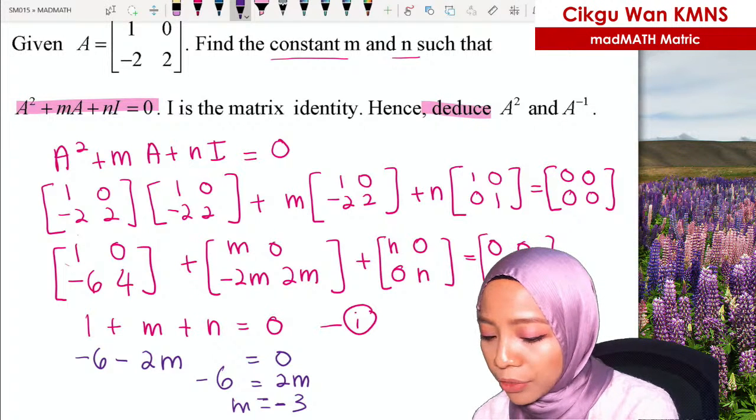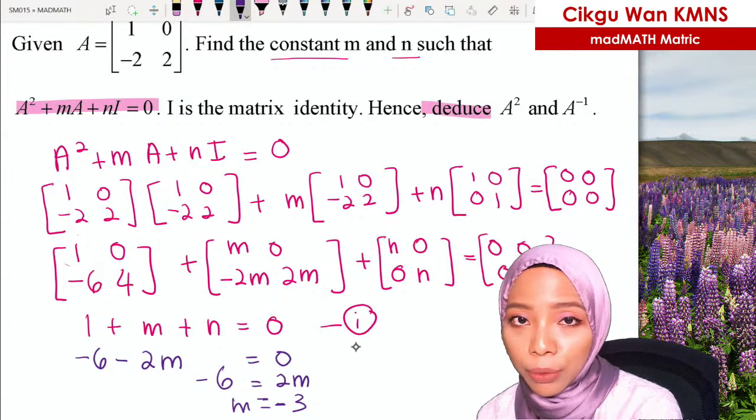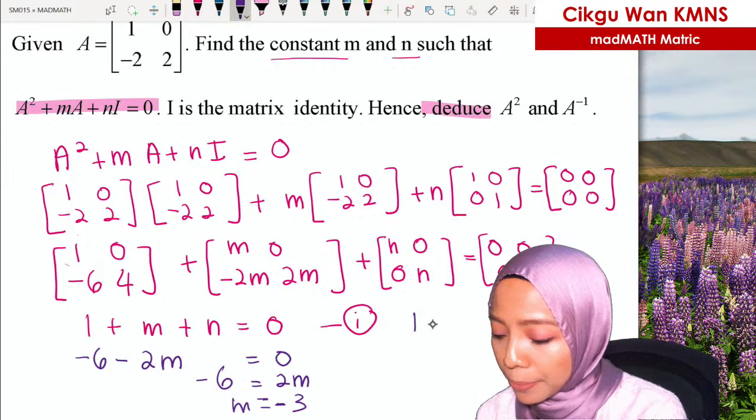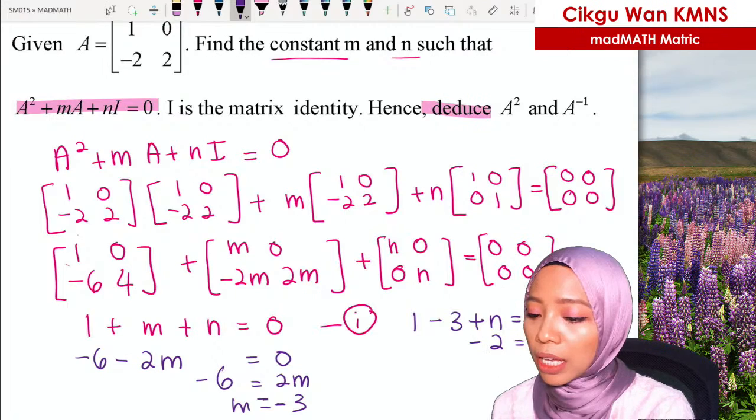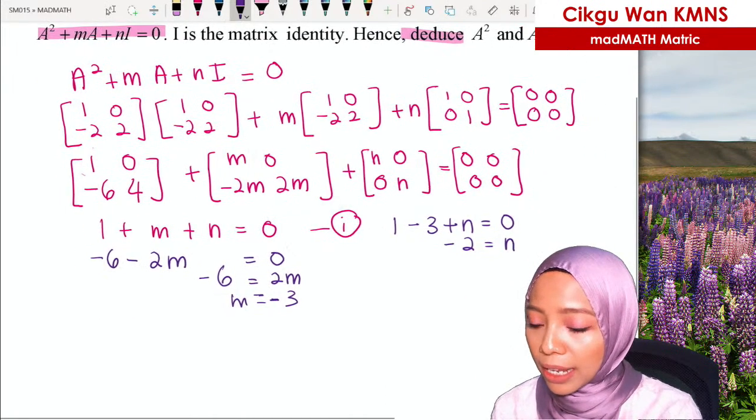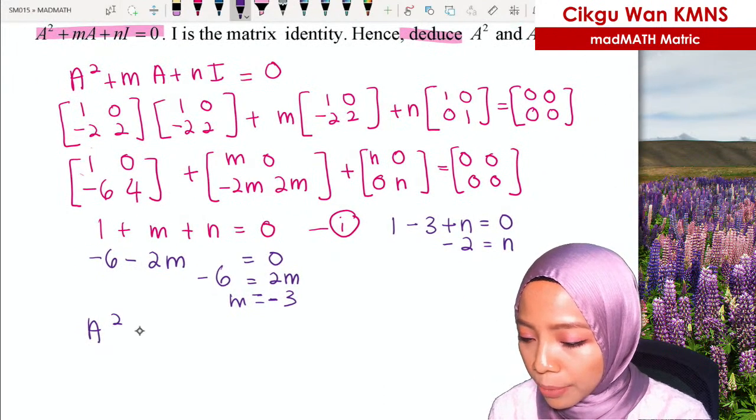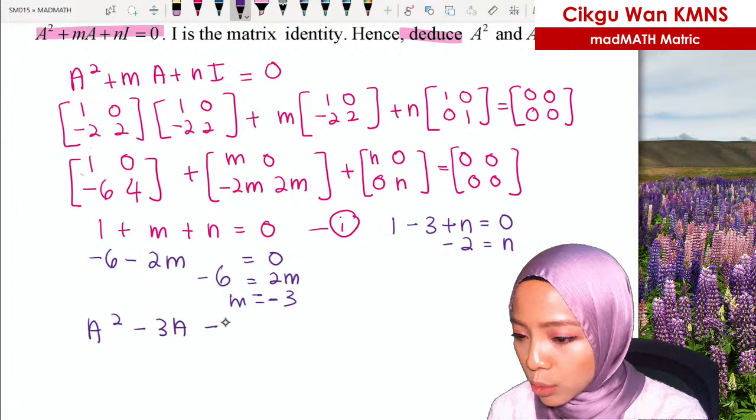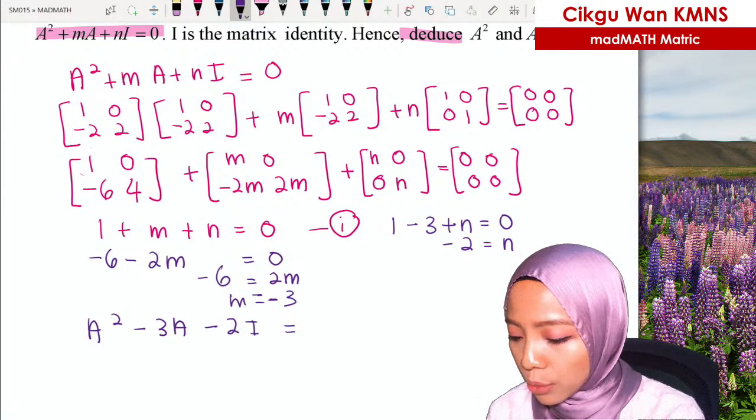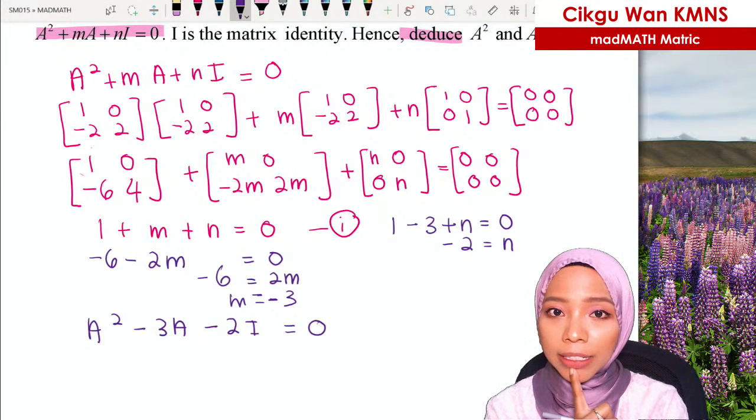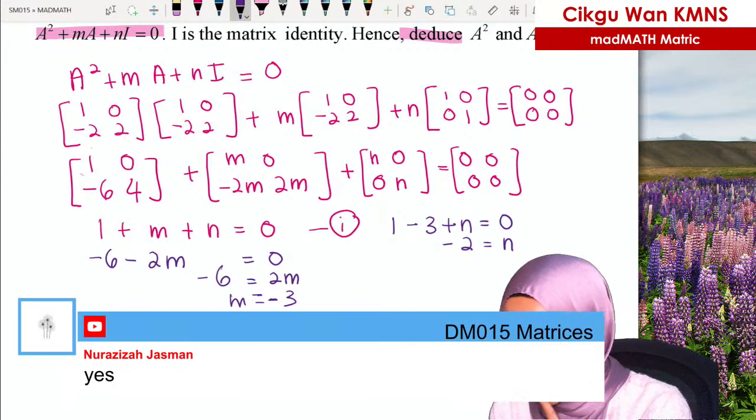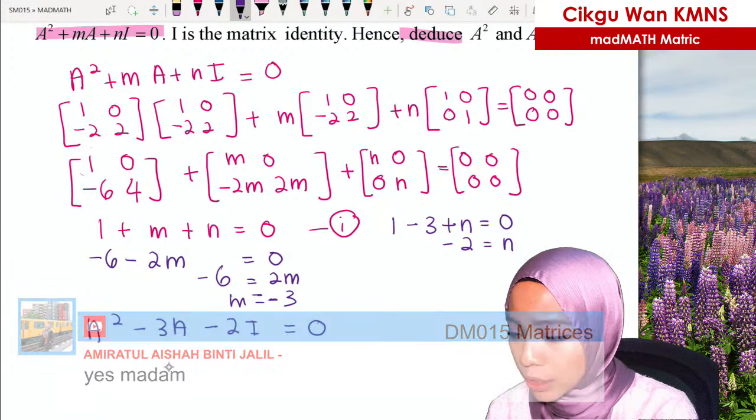Okay, so now we are finding n. Okay, we substitute back into our first equation. So 1 plus m. So our m is negative 3 plus n equals to 0. So n equals to negative 2. Okay, so we have calculated our m and n. So we substitute a square minus 3a minus 2i equals to 0. Okay, cikgu substitute sahaja. Okay, now the question 1.